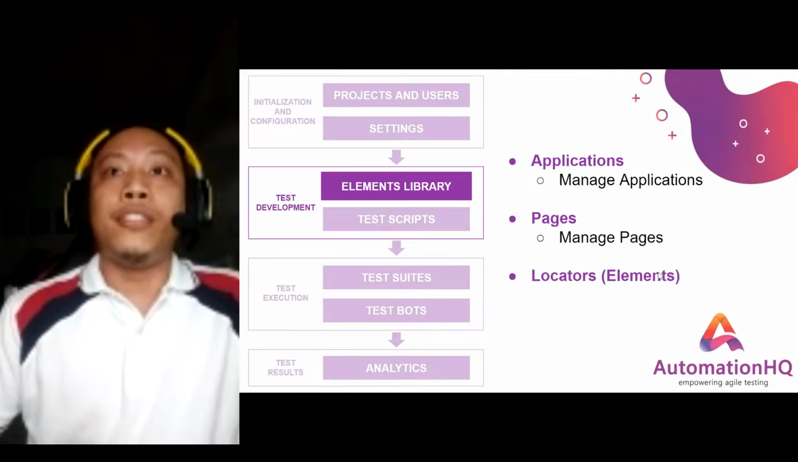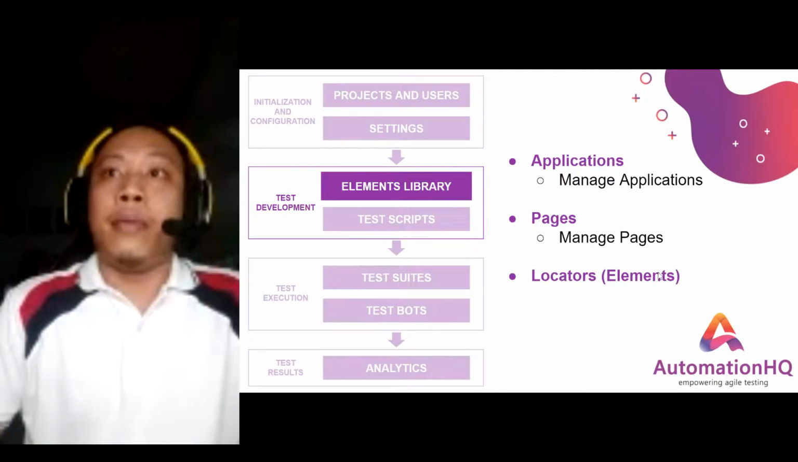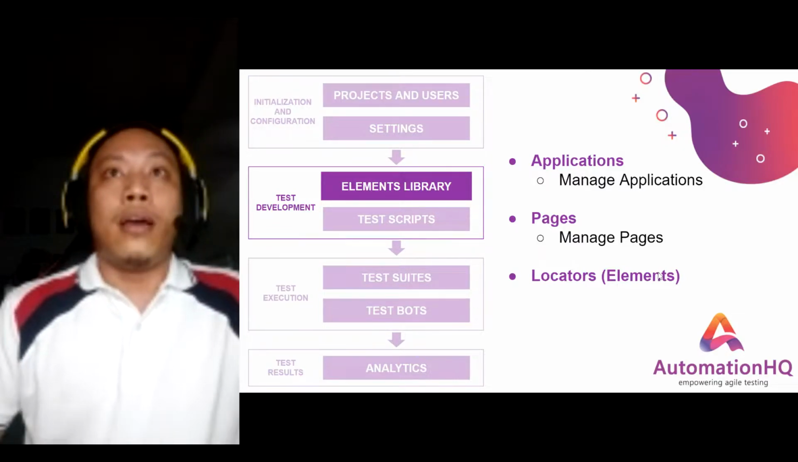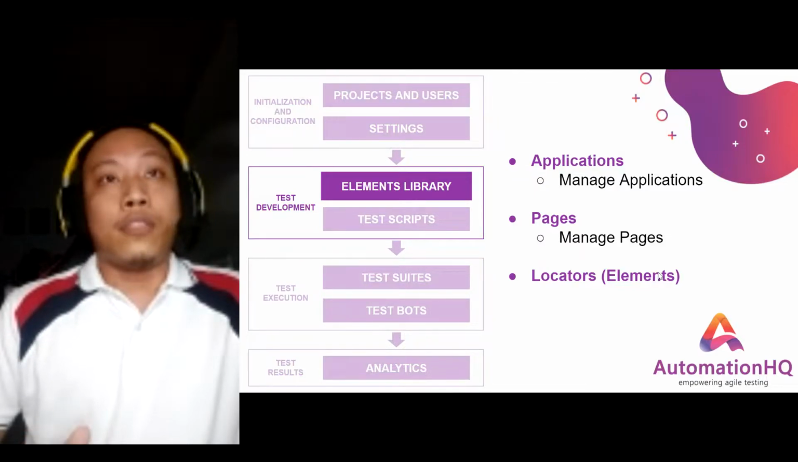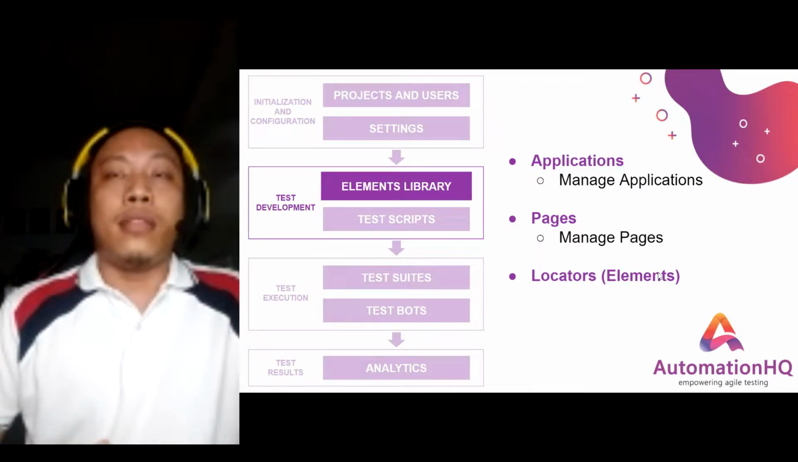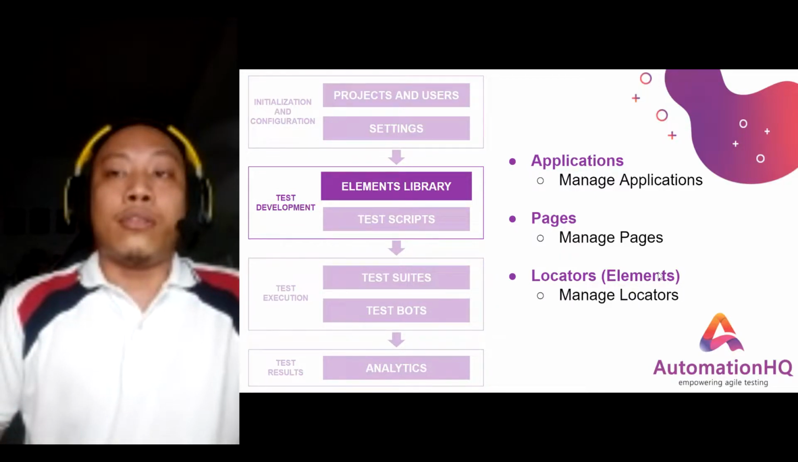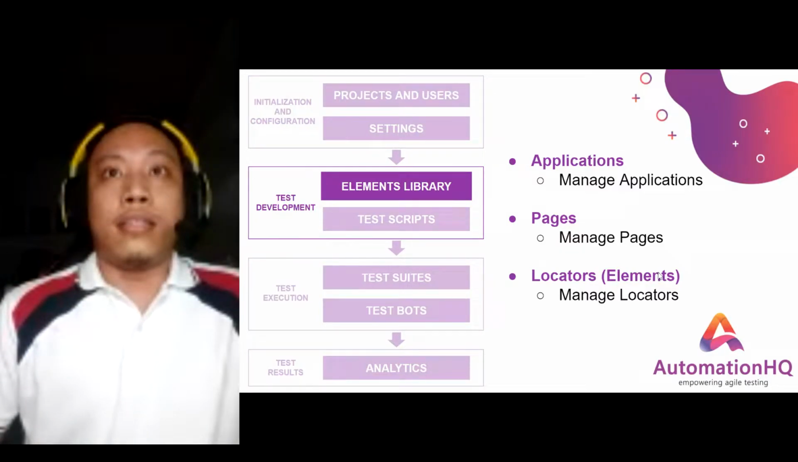Then within the pages, we will have the locators or the elements. The elements basically are the elements within those pages. For example, on the login page, we have the username text box, and then we have the password text box, and then the login button. All of those will be configured in the locators, and we will manage the locators under the pages as well.